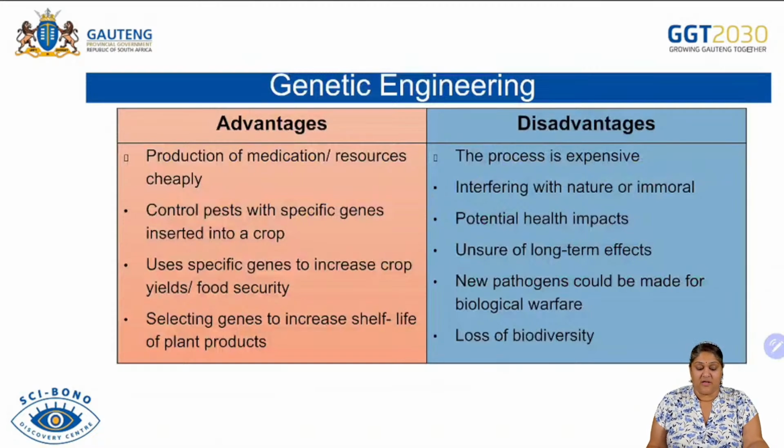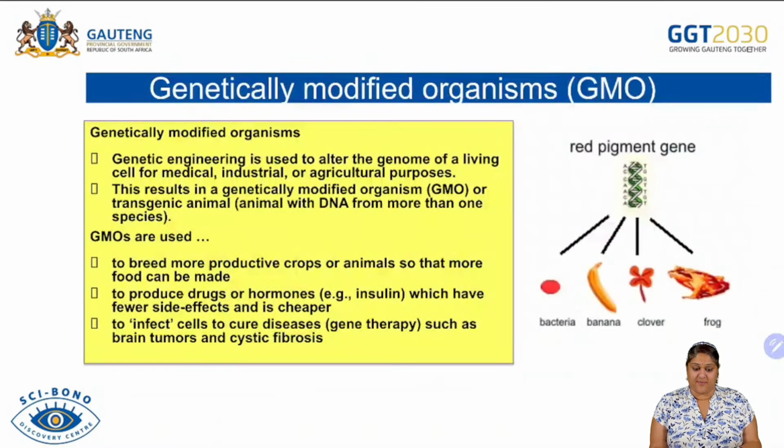Okay, so GMOs are mainly used for good things. It's not only for food, it's also to make medicines, because that's how insulin is made. We've got insulin that is produced naturally in our bodies, and now we also have synthetic insulin that diabetes patients need to use when their pancreas is not working effectively. So these are some of the examples of why we have GMOs.